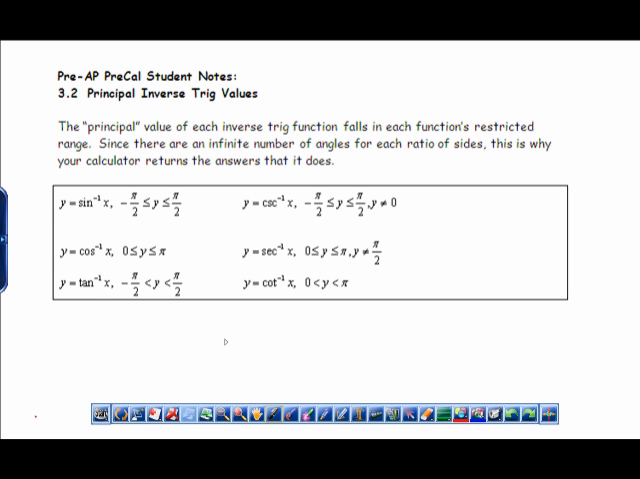Okay, 3.2 Principal Inverse Trig Values video lesson. Let me explain what a principal value is, and then I'm going to do a little recap of the activity we did over restricted range.